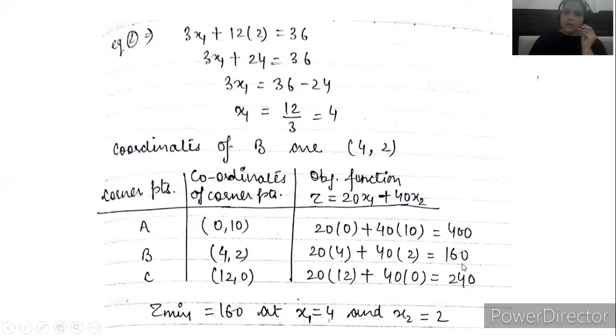Now compare all the values of z at different corner points, that means A, B and C. We'll get to know the minimum value of z is 160 at point B. It means the coordinates of point B are 4 and 2. It means minimum z is equal to 160 at x1 is equal to 4 and x2 is equal to 2.